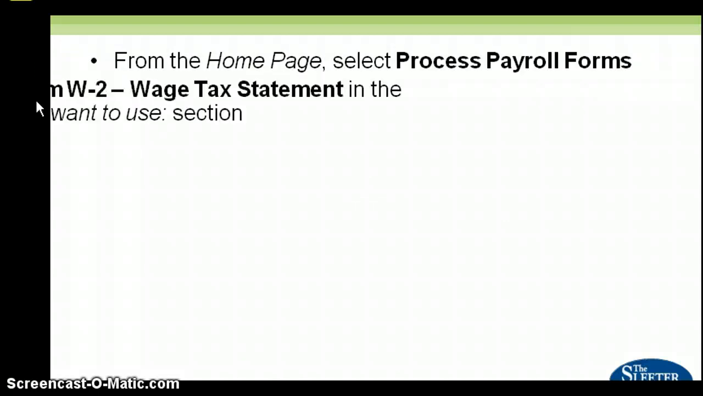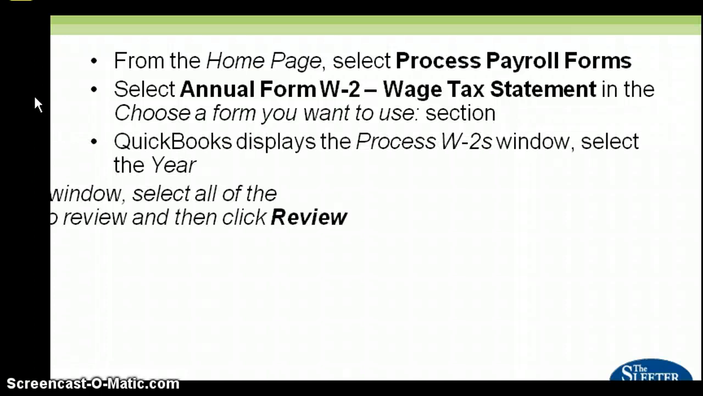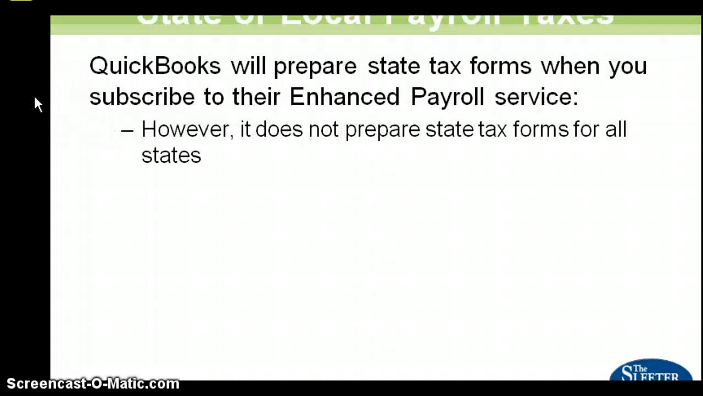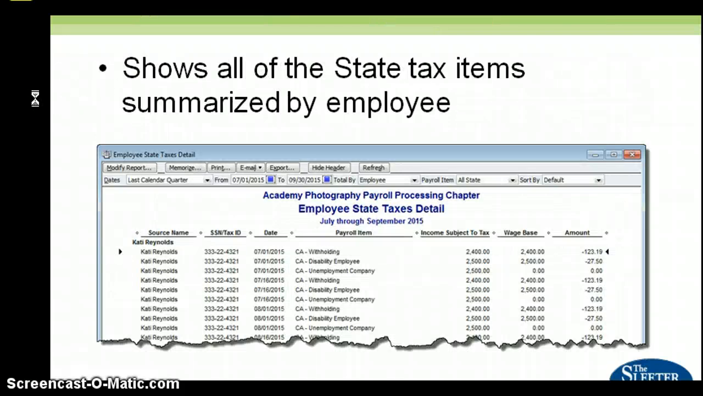Processing W-2s, the same thing. Again, you're going to go through the home page of payroll, and you're going to process forms, and it will give you options of printing the various reports that you need, including annual W-2 and wage statement reports that are filed with the federal government and with the state. And the same with any type of employee tax reports.